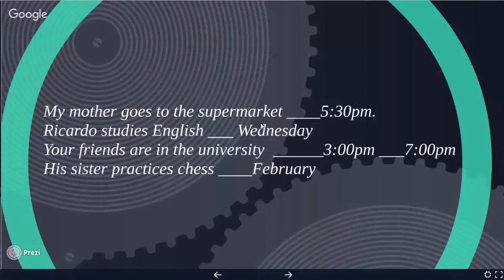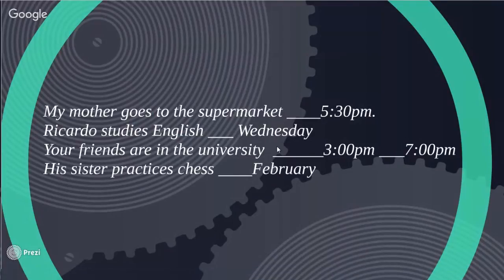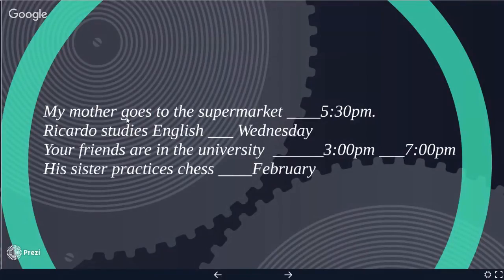Here there are some exercises that I hope you complete with on, at, in, from, to. My mother goes to the supermarket. This is a specific time, for that reason at. My mother goes to the supermarket at 5:30 a.m. Ricardo studies English Wednesday. Wednesday is a day, for that reason on. Ricardo studies English on Wednesday.